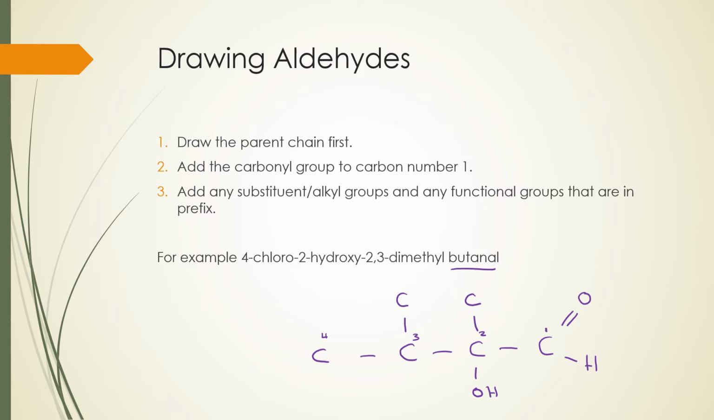On carbon number 4 we have a chloro. Complete the drawing by putting in the appropriate number of hydrogens on each carbon to make sure each carbon has 4 bonds. And there we have it.